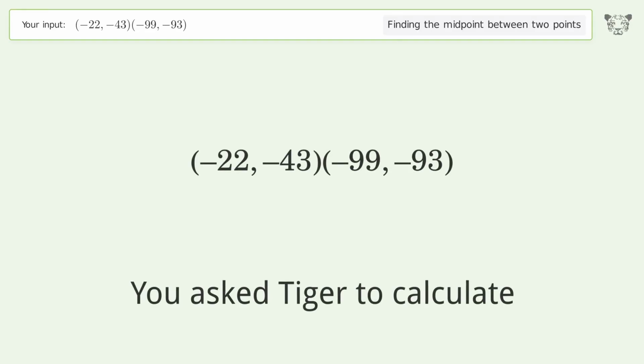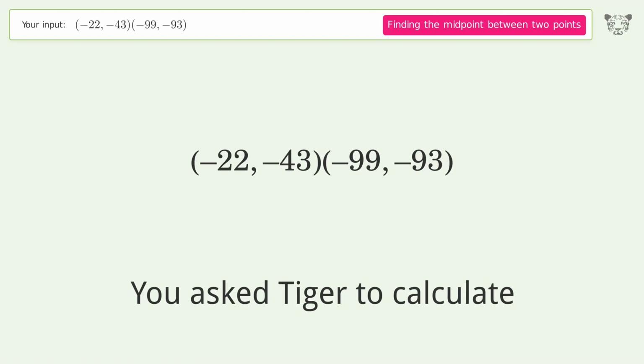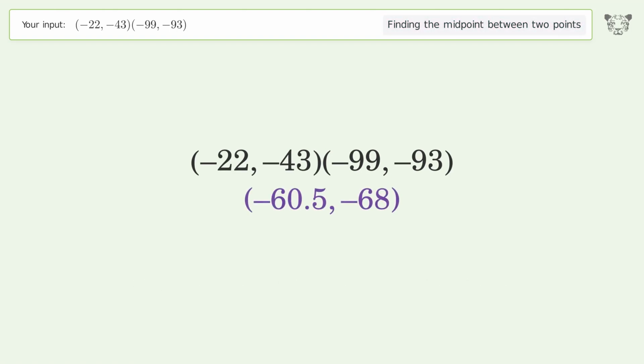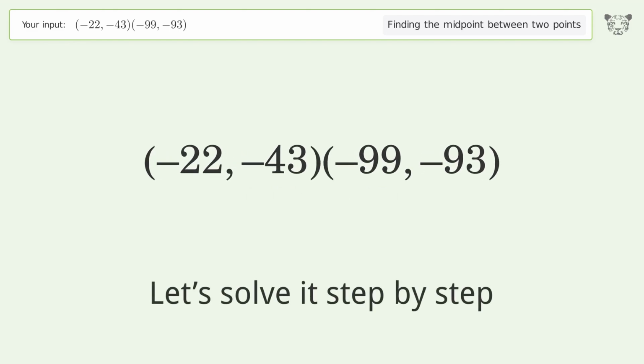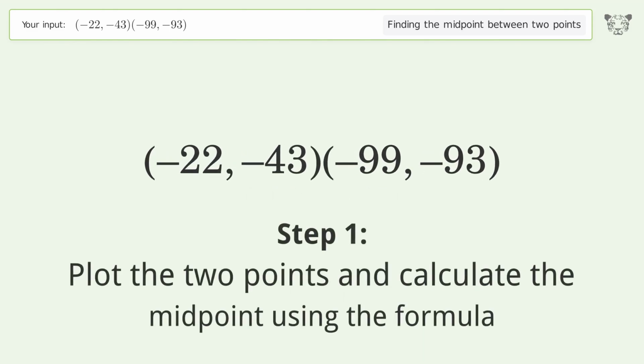You ask Tiger to calculate. This deals with finding the midpoint between 2 points. The midpoint between the 2 points is -60.5, -68. Let's solve it step by step. Plot the 2 points and calculate the midpoint using the formula.